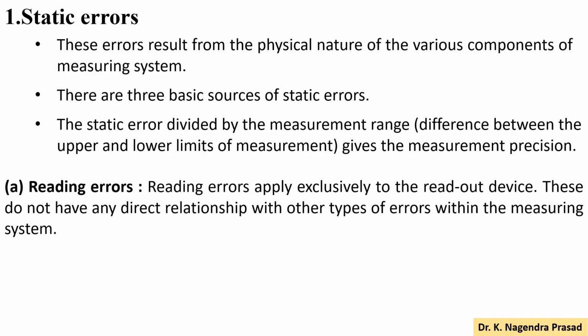The first one is the reading errors. Reading errors apply exclusively to the readout device. These do not have any direct relationship with the other types of errors within the measuring system. These reading errors are of two types. The first one is the parallax error, and the second one is the interpolation error.